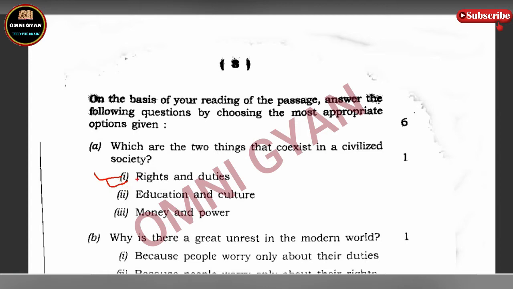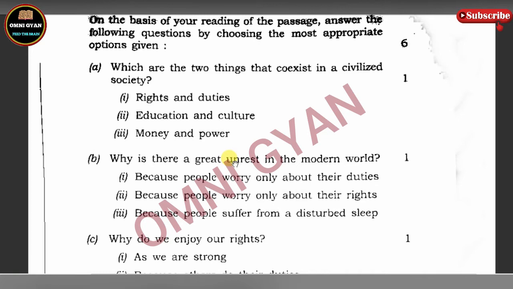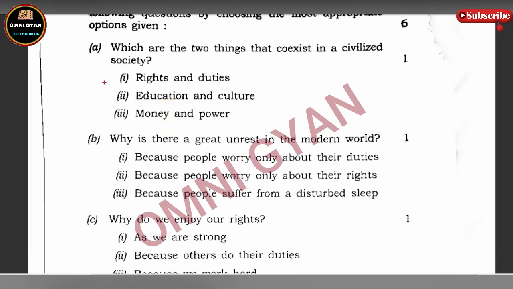Next, if you have your question papers in front of you, you can go on selecting. Why is there a great unrest in the modern world? Option 1: because people worry only about their duties; option 2: because people worry only about their rights; option 3: because people suffer from a disturbed sleep. Let us find out the answer. Options are never given directly. You won't find a direct line given in the option. Options are always manipulated, given indirectly, and you'll have to read the passage and try to understand.